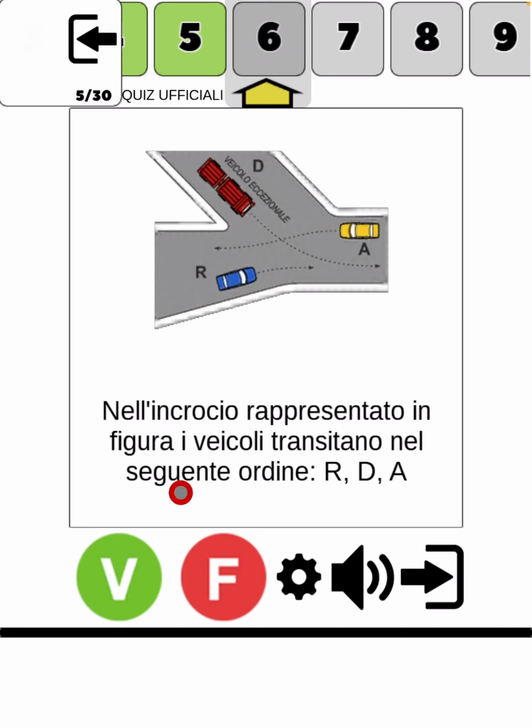Nell'incrocio rappresentato in figura è veicolo transitare e seguite ordini R e DA. The question is vero. At the intersection shown in the figure, the vehicles pass in the following order: arrow, DA. The question is yes.